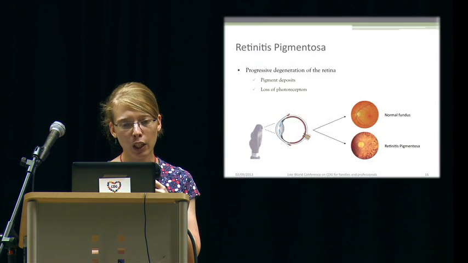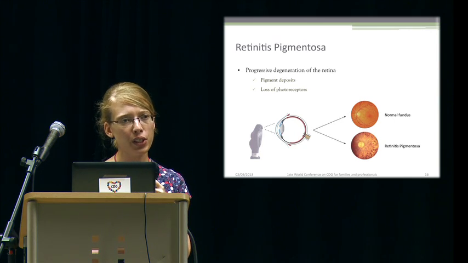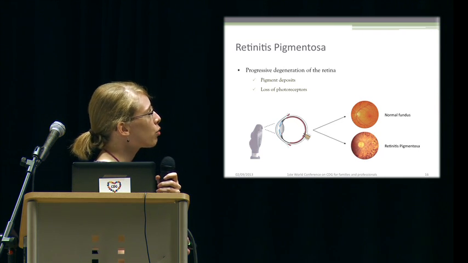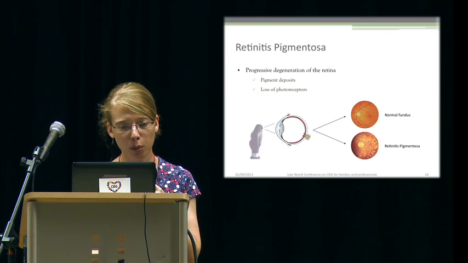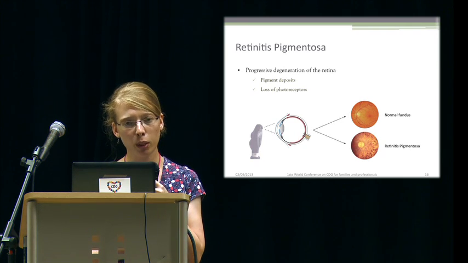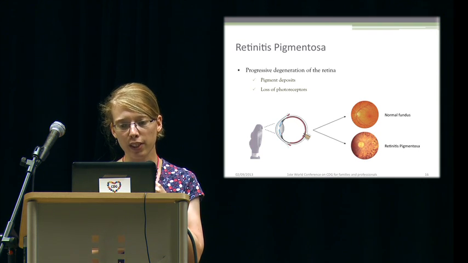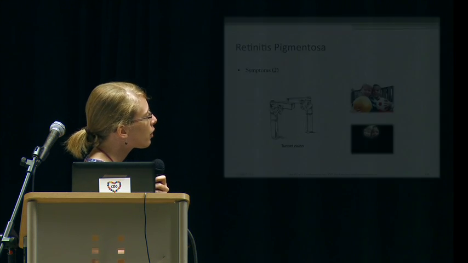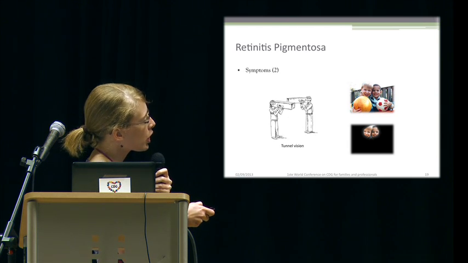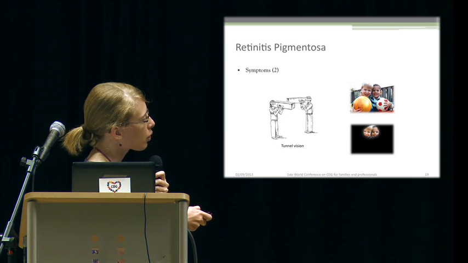Another frequent eye abnormality that we see occurring in children with CDG is, of course, retinitis pigmentosa. And it's defined by a progressive degeneration of the retina. And this degeneration is caused by the deposition of pigments onto the retina, causing a loss of photoreceptors. And like you can see on this picture, if the light is there, you see that the degeneration starts at the periphery of the retina, going to the center of it.